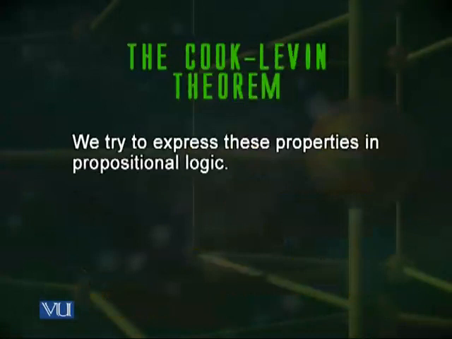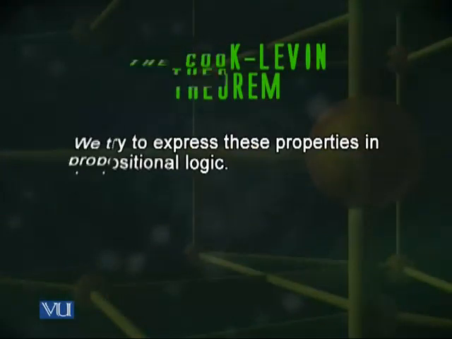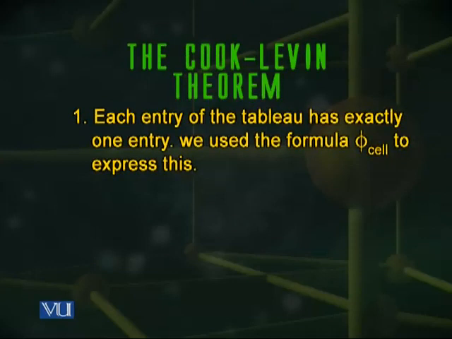Now, we want to express all these properties in propositional logic. First, we say that each entry of the tableau has exactly one symbol in it. Well, we did this last time, and we came up with a formula called phi sub cell. Phi sub cell was saying that every cell has exactly one symbol in it. And of course, we used a trick that we learned from our 3-color problem to be able to say that each cell has exactly one symbol in it. That was one component that we developed in the last lecture. This formula phi sub cell expressed the fact that each table entry had exactly one symbol.